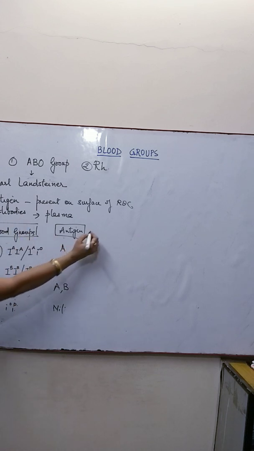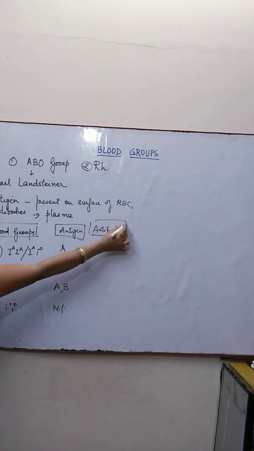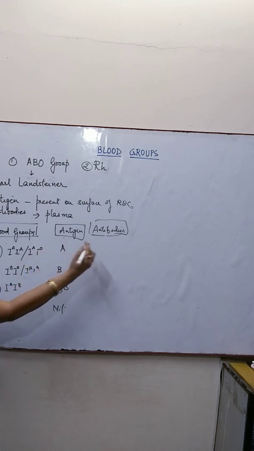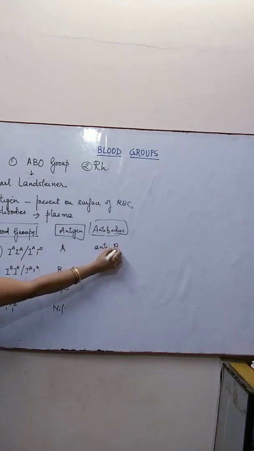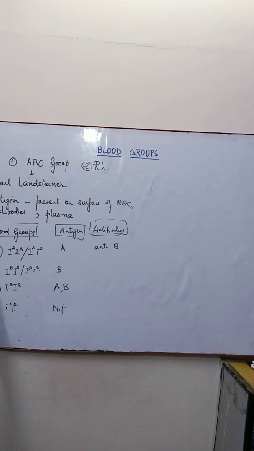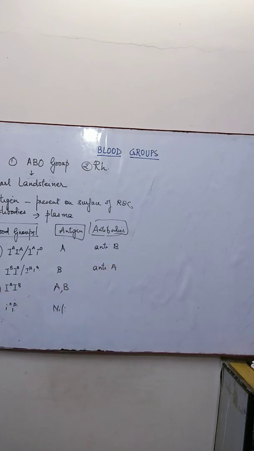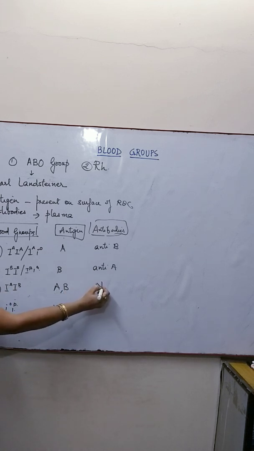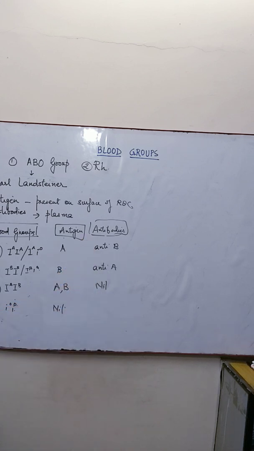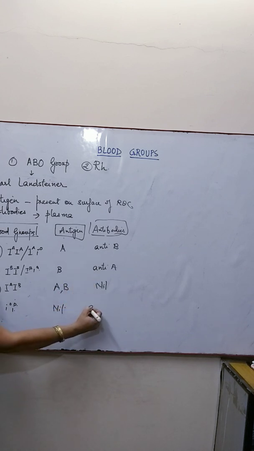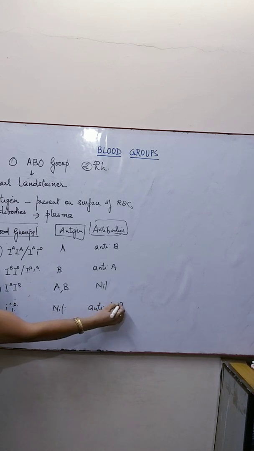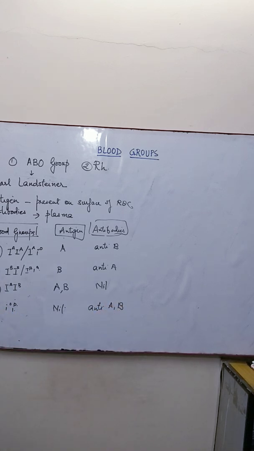When we talk of antibodies, A will have antibody against B, so it is anti-B. B will have antibody against A, so it is anti-A. AB, since it is having both the antigens, will have no antibodies in the plasma. And over here, since O does not have any antigen, it will have antibodies for A as well as for B.